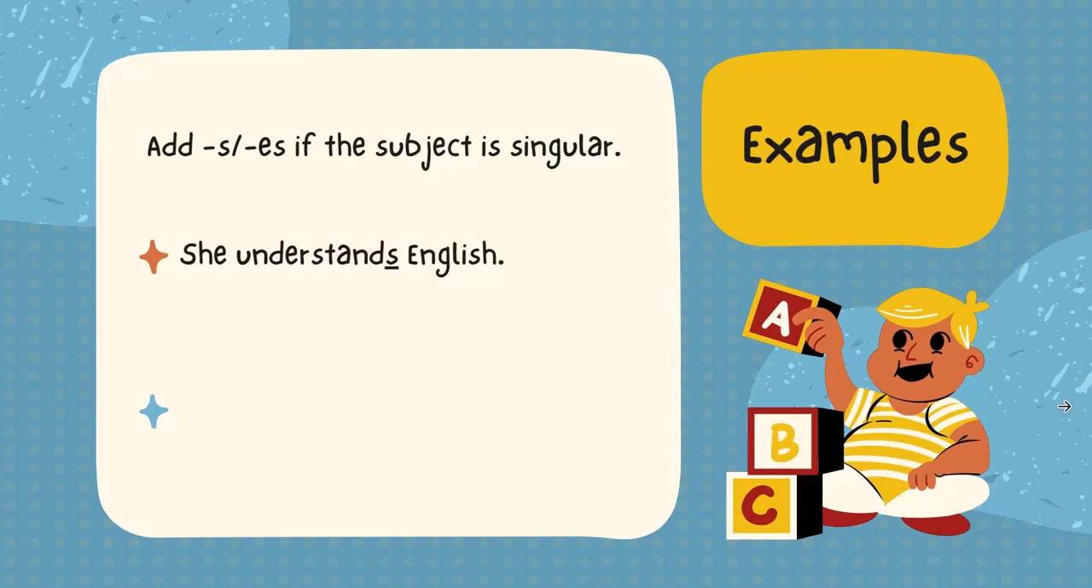Example number 1, she understands English. Here you added s to the verb understand. The second example is it mixes the sand and the water. Here you added es to the verb mix because it is in the singular.